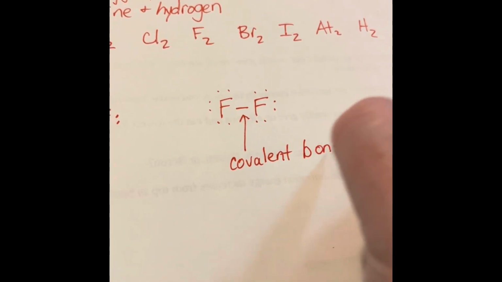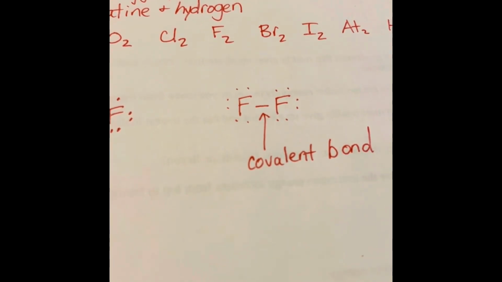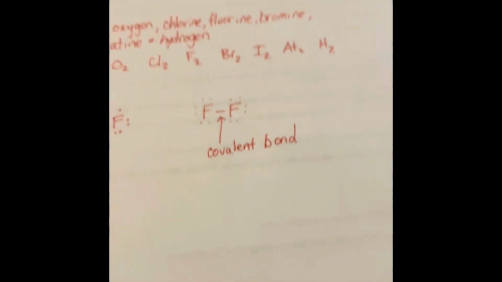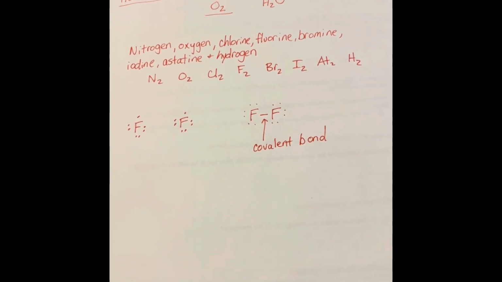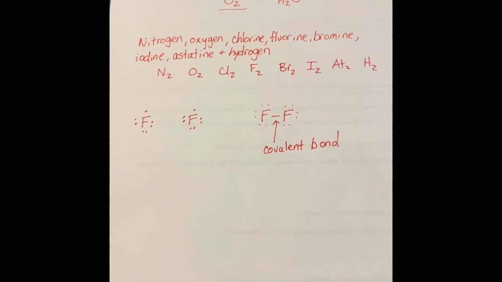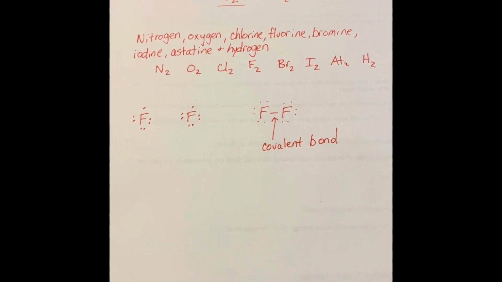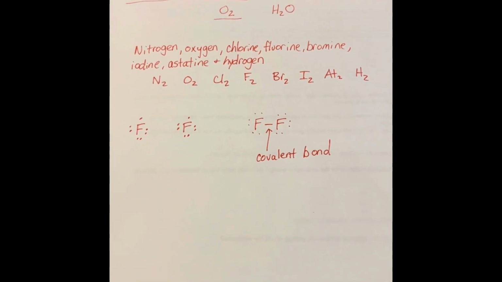A covalent bond is a shared pair of valence electrons that hold atoms together, okay? And this is the major reason why covalent compounds are different from ionic compounds, okay? The atoms in covalent compounds share electrons to form molecules, while the atoms in ionic compounds give and take electrons to form ions, okay?